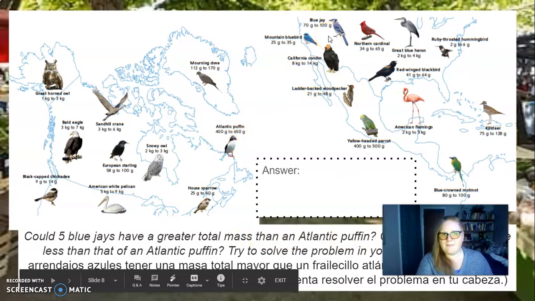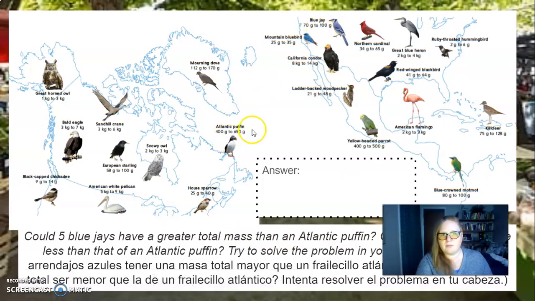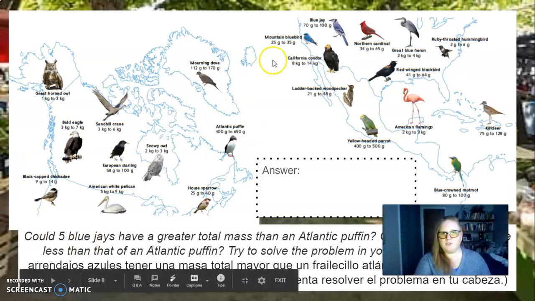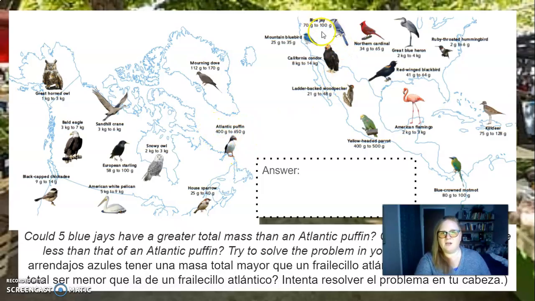Do that math there, and we're in grams for both, so that makes it easier. Could their total mass be less than that of an Atlantic puffin? Try to solve the problem in your head, okay? So try not to write anything down. Just look at the numbers, right? 5 blue jays. So I'm going to do one of these numbers times 5. Have a greater total mass than the Atlantic puffin, okay? So we might want to go with the largest number to see if it could be here.